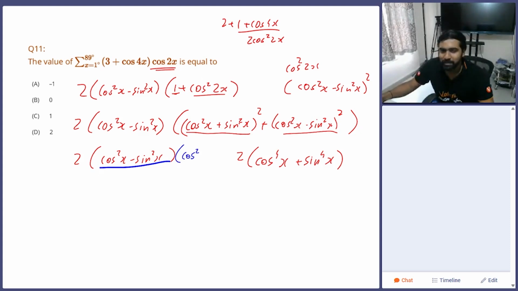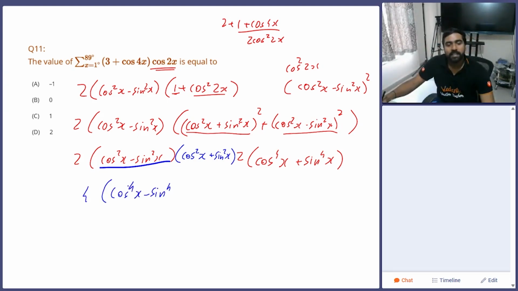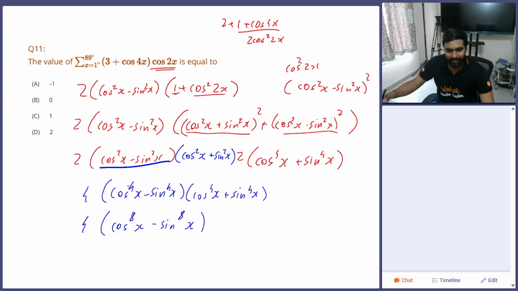I can do that by simply multiplying by cos square x plus sin square x. And why is it okay to multiply this? Because cos square x plus sin square x is 1. So now overall this 2 you multiply, you get 2 into what you have over here, cos x power 4 minus sin x power 4, multiplied by cos x power 4 plus sin x power 4, which gives you 2 times cos x power 8 minus sin x power 8.